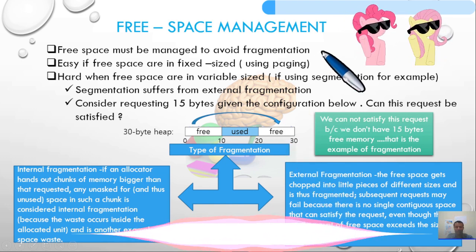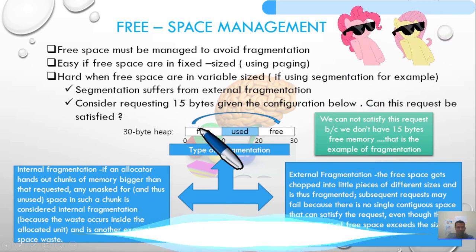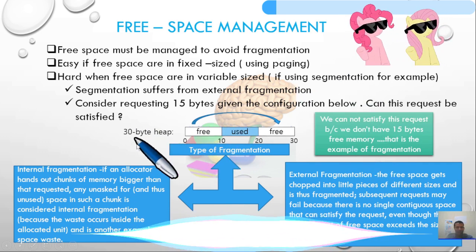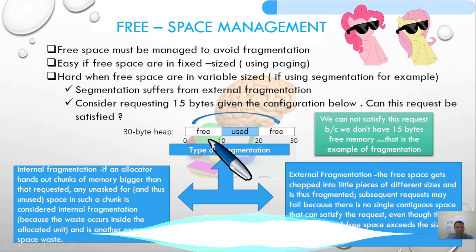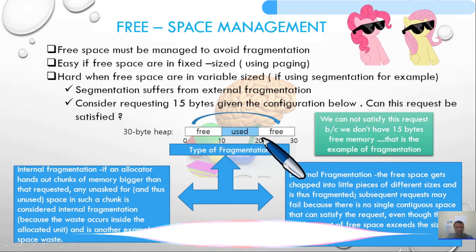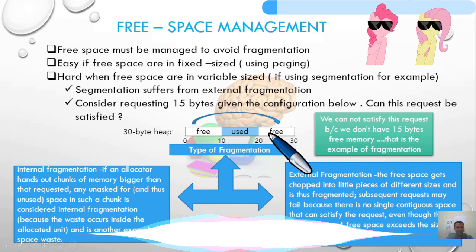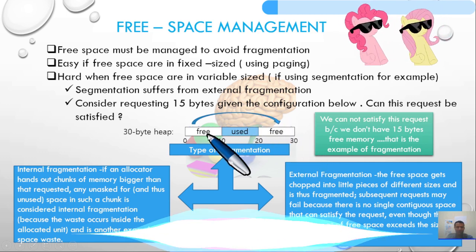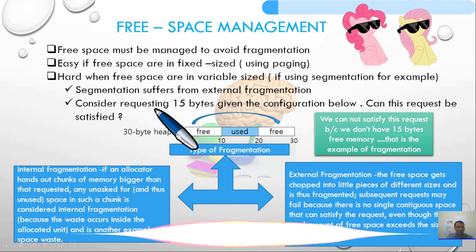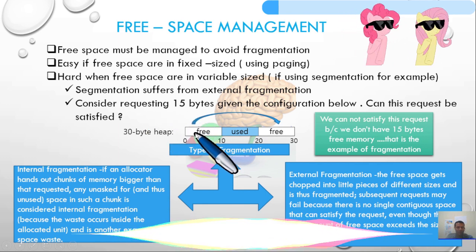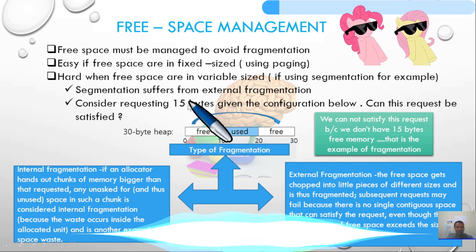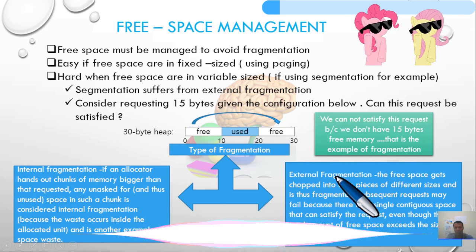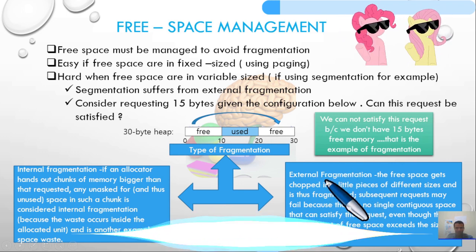So, for example, in your memory, let's see this one. For example, we have 30 bytes of heap. This is our heap. We have 10 bytes free here, 10 used, and another 10 free. So the total free we have is 20, but for a requested 15 bytes in one location, we don't have 15 bytes. Because of this we cannot accommodate this request. This is an example of external fragmentation.